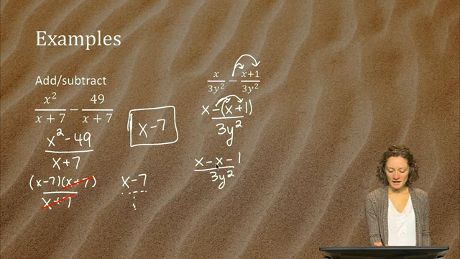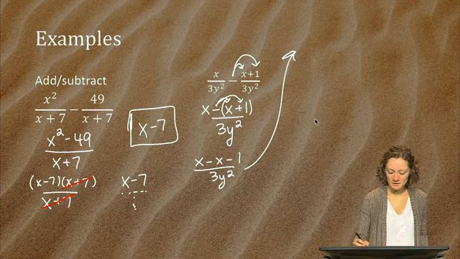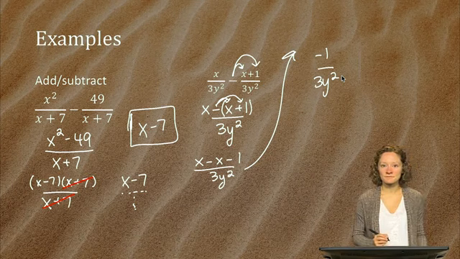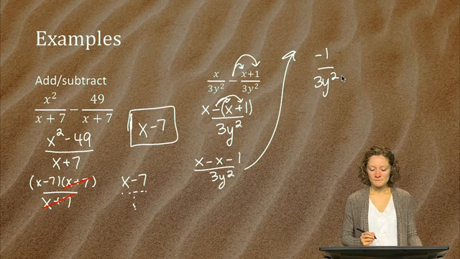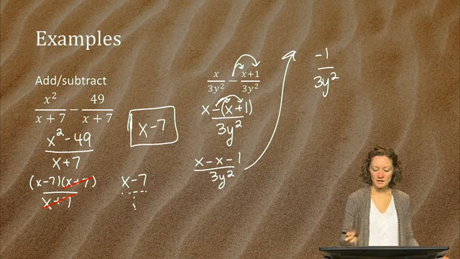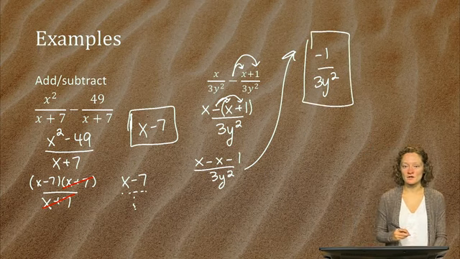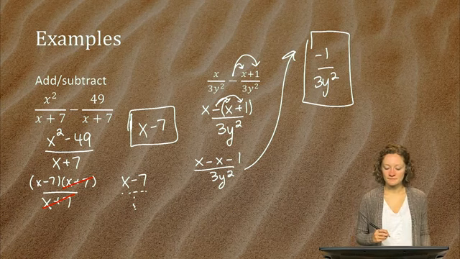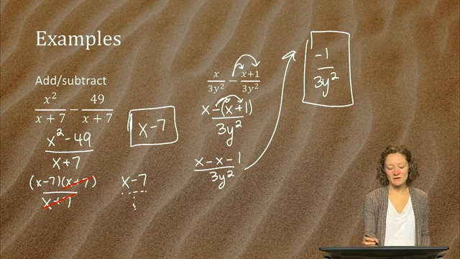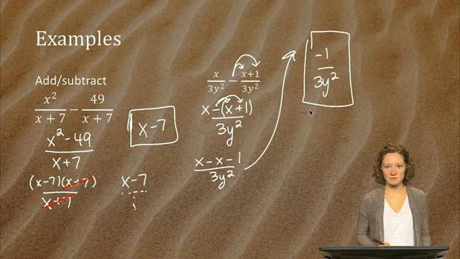Continue simplifying. x minus x is gone. We have negative 1 over 3y squared. And then check if there's any way you can simplify top and bottom. Well, they're each one term and they don't have anything in common, so this is it. Negative 1 over 3y squared. And it is different than if you had positive 1 over 3y squared. Owing money and having money, very different.